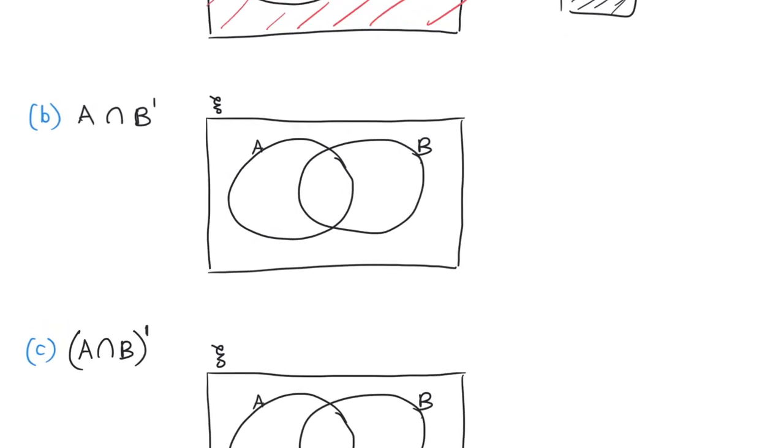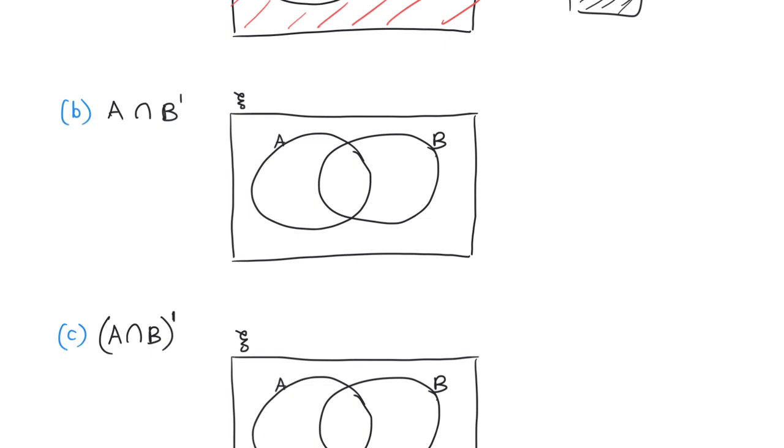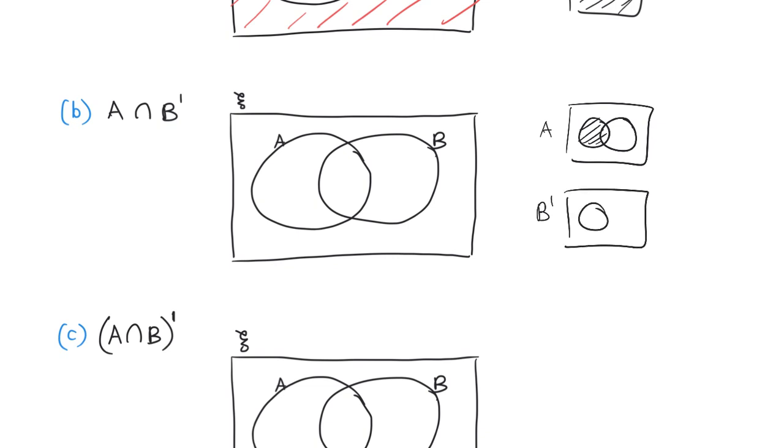Next, A intersect B complement. Like I said, might be easy for some of us, not so obvious for the rest of us. A is obvious, right? It's just shading A. B complement, everything outside of B. So what is in common between these two sets? Very good. Just this region over here. Part of A, but not that overlapping A intersect B region.